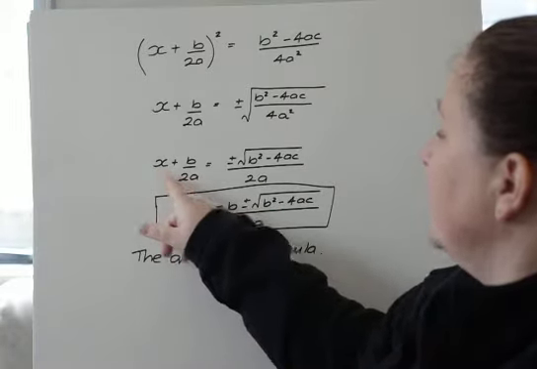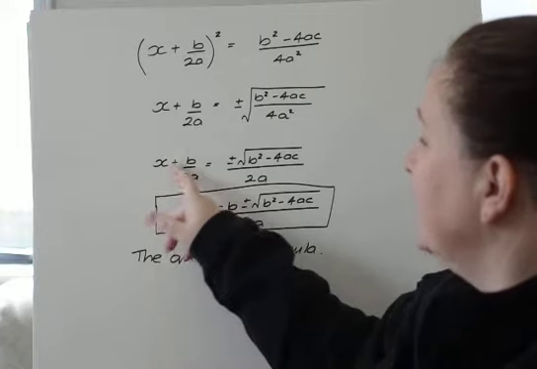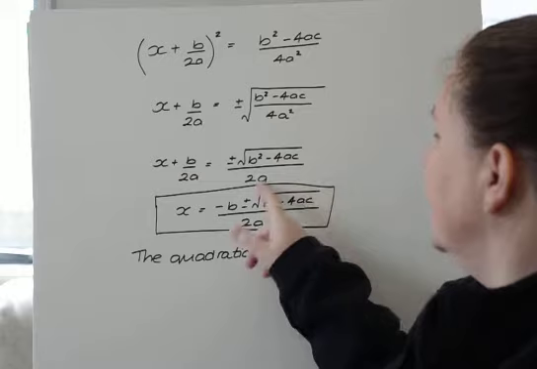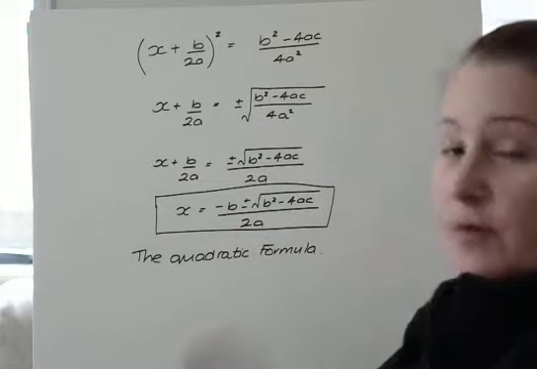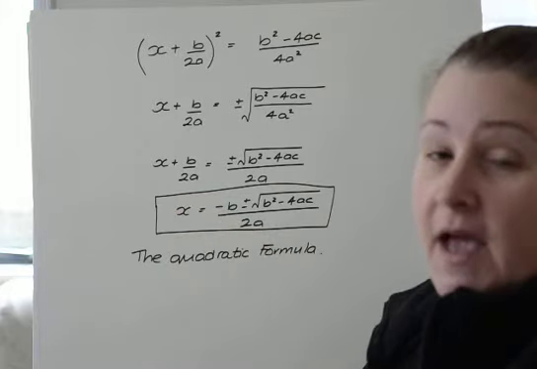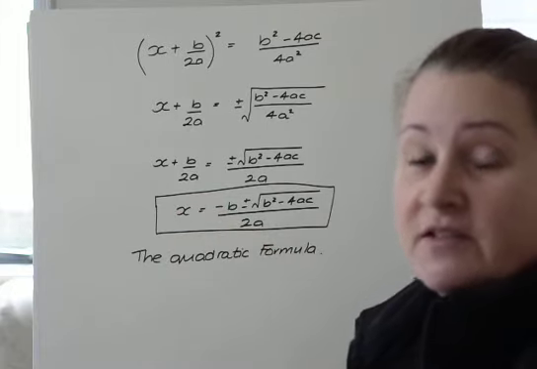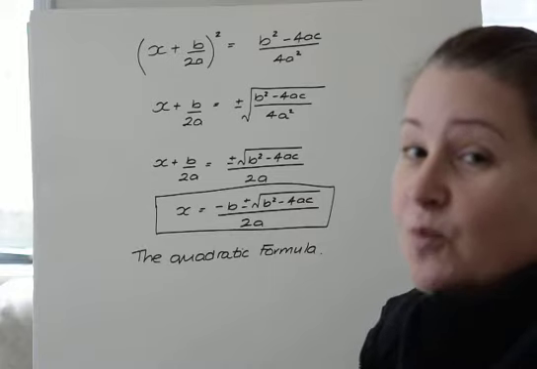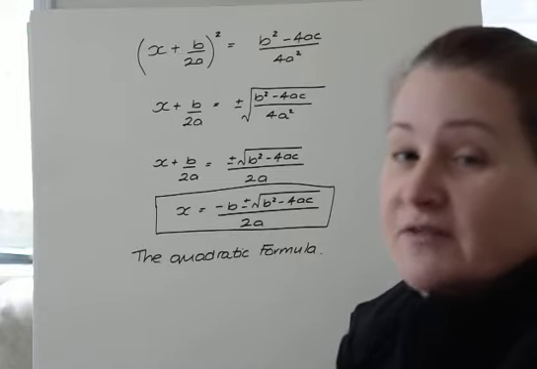So I now have, pretty much, x plus b over 2a equals plus or minus the square root of b squared minus 4ac over 2a. Shift the b over 2a to the other side and I get my quadratic formula. x equals minus b plus or minus the square root of b squared minus 4ac all over 2a. Okay, well worth remembering because it takes forever to look up.